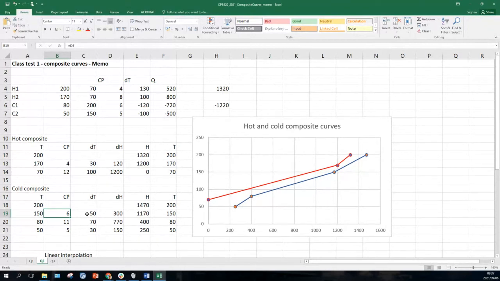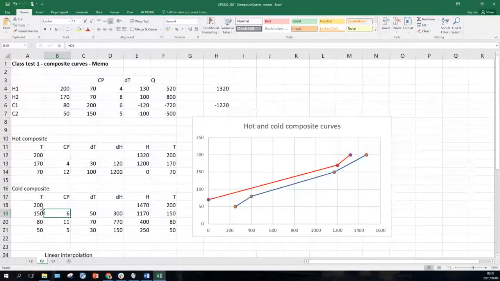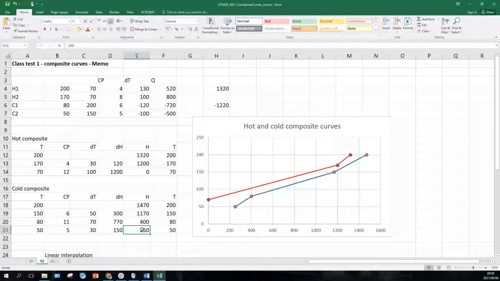Temperature difference is easy to work out. And then the enthalpy difference, of course, is the CP times the difference in temperature. All of these three columns refer to in-between lines, the values in between 200 and 150, in between 150 and 80. And then as soon as we go to enthalpies, we are going to start at, so cold starts hot, and in this case, I've worked from the bottom upwards.